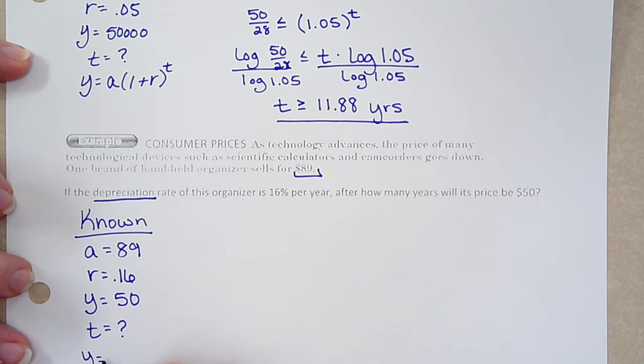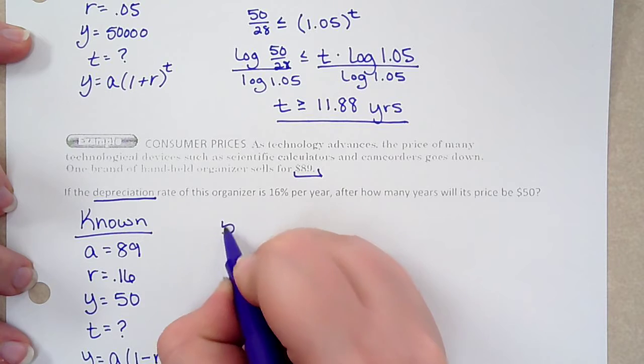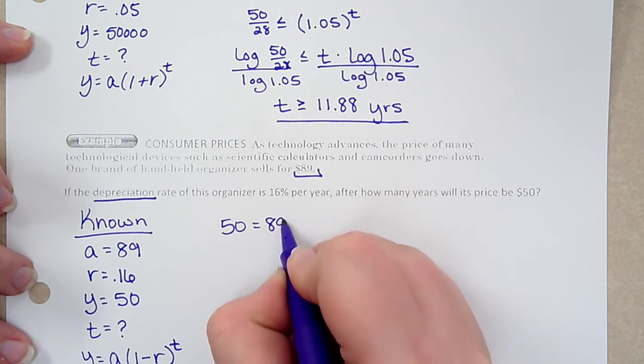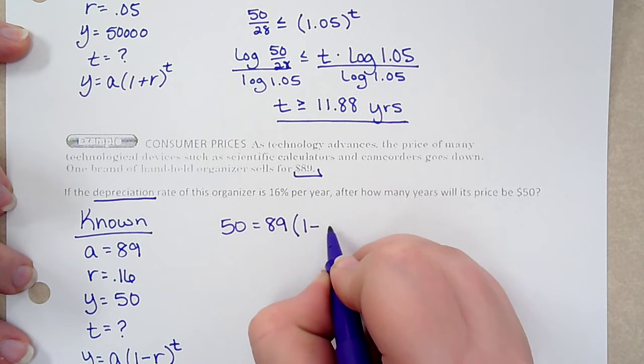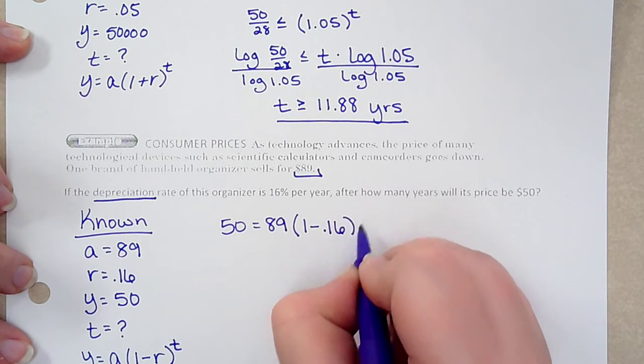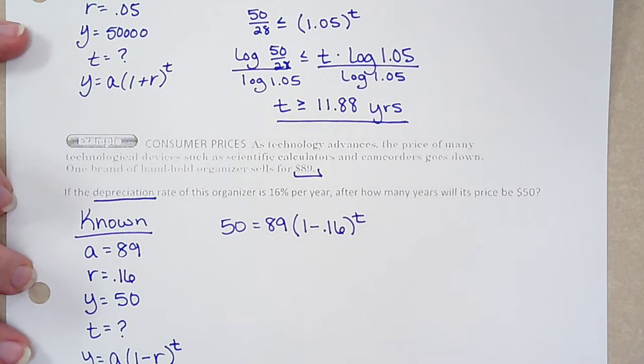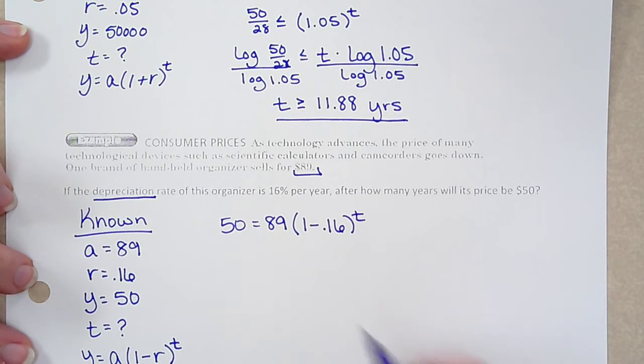And that one is just like the exponential growth, except instead of 1 plus r, I have to do 1 minus r raised to the t. But from there, everything else stays the same. I still plug 50 into y, still plug in 89, and then I multiply by 1 minus 0.16 raised to the t. From there, I'm solving it just like I solved the one above.